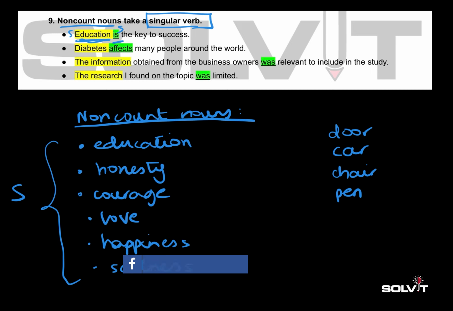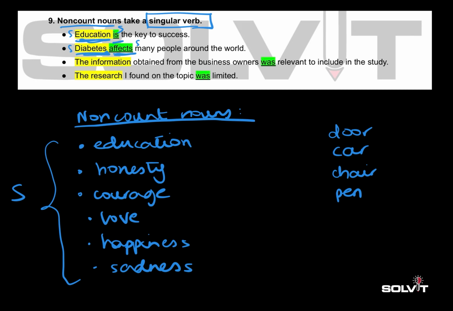The second one is: diabetes affects many people around the world. Diabetes is a non-count noun, so it's singular, and affects is also singular. We cannot say that diabetes affect many people around the world. That's incorrect. Even though the word diabetes might seem plural to you, it's not plural. Diabetes is a disease, the word diabetes itself is singular. Just because it has an s at the end does not mean that it's plural. So diabetes affects many people around the world.